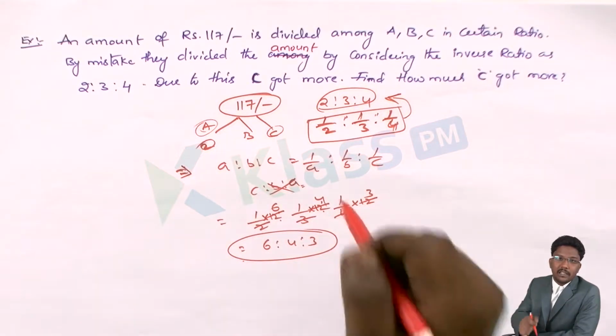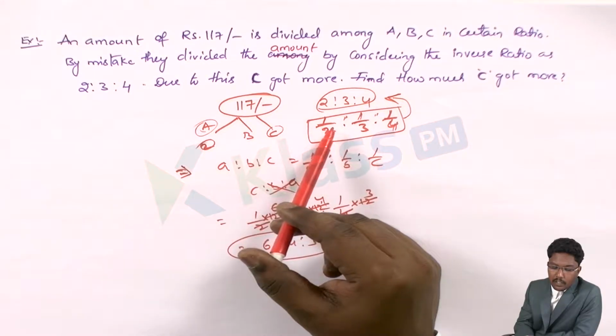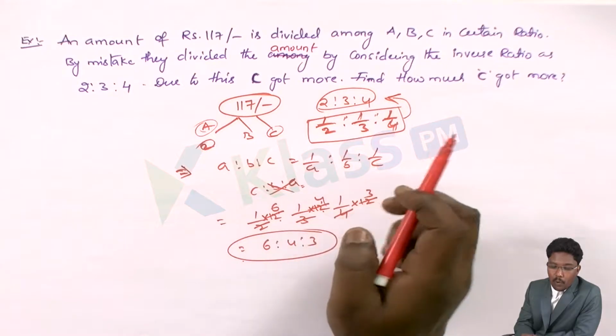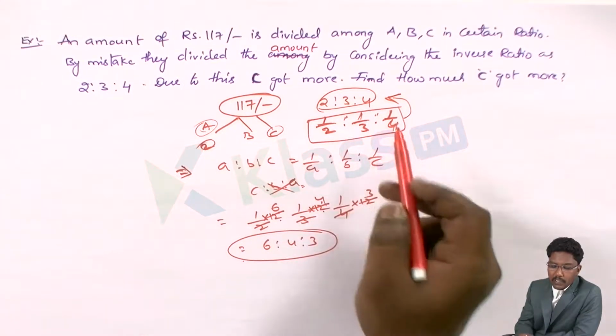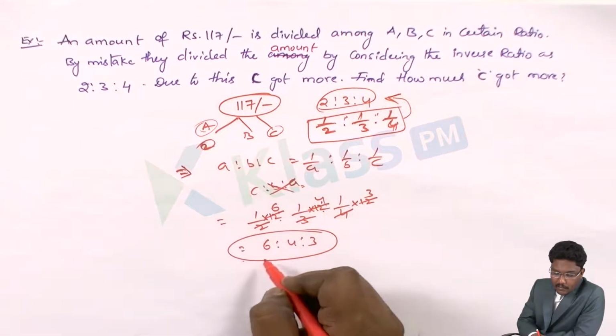But the person took this as 2:3:4. Directly taking the inverse of 1 by 2, 1 by 3, 1 by 4 as 2:3:4. But what is the actual inverse ratio of 1 by 2, 1 by 3, 1 by 4? 6:4:3. Okay. Now divide this amount.